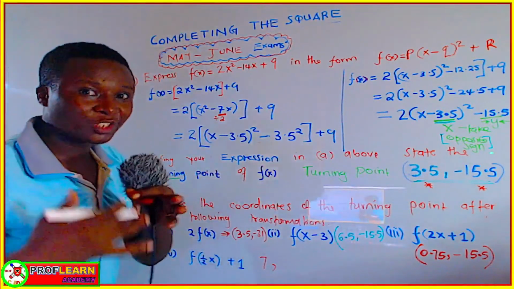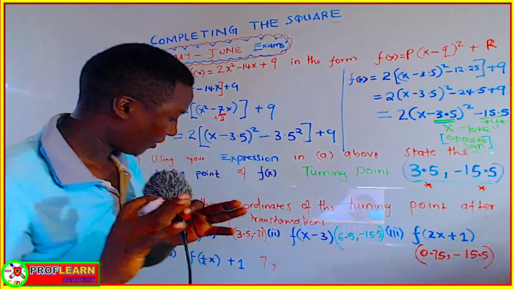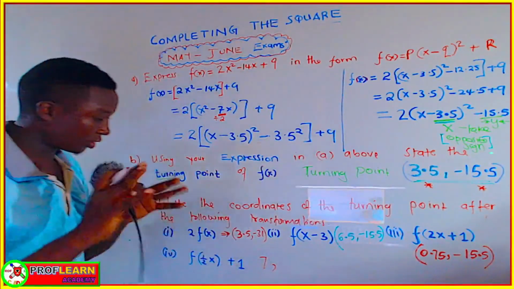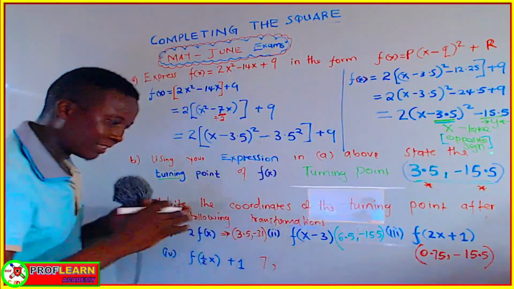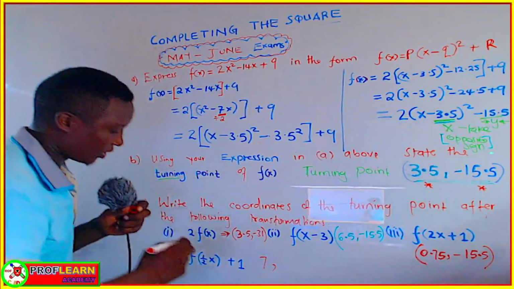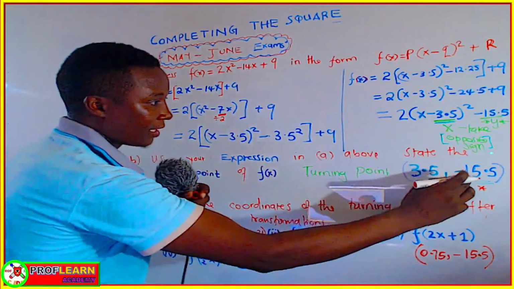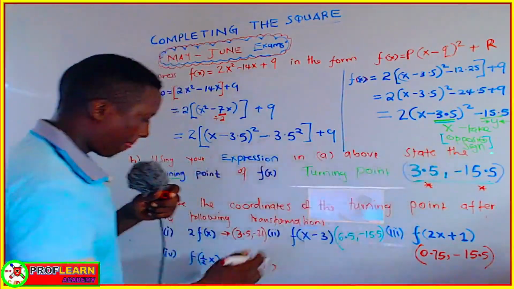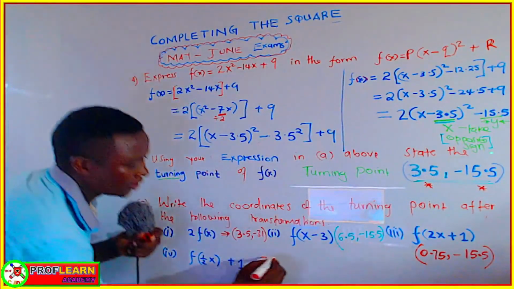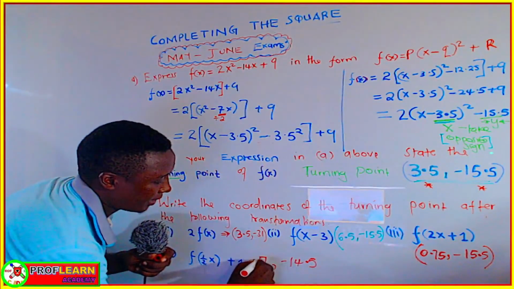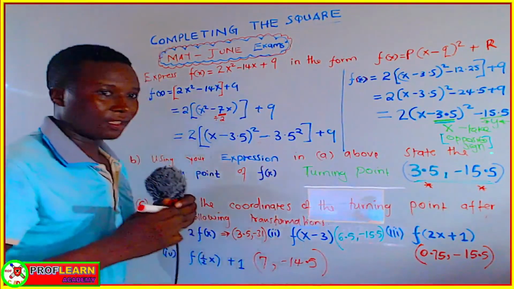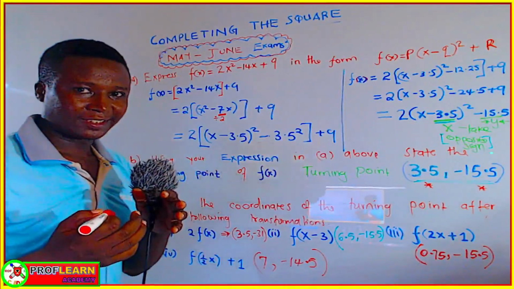But the y coordinate is plus 1. Usually on the y coordinate you do what the transformation is telling you. You don't do the opposite. If it's plus 1, you say plus 1. Inside the bracket, remember, you do the opposite. So this is going to be negative 15.5 plus 1, which gives us negative 14.5. And now this becomes the new coordinate.